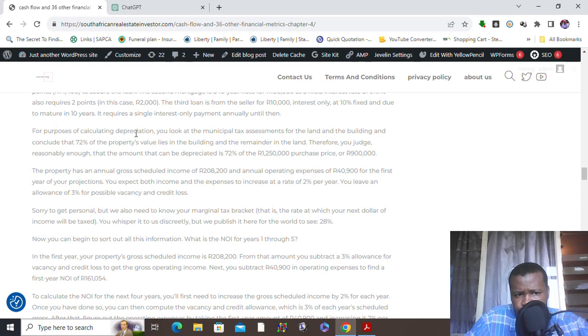For purposes of calculating depreciation, you look at the municipal tax assessments for the land and the building, and you conclude that 72% of the property's value lies in the building and the remainder in the land. Therefore, you judge reasonably that the amount that can be depreciated is 72% of the 1.25 million purchase price, or 900,000.